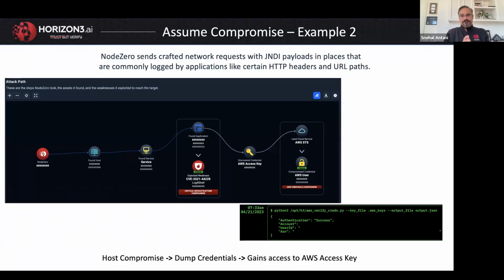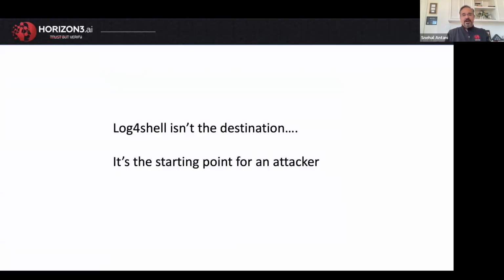So the important point is Log4shell isn't the destination. That's not the outcome. It's just the starting point for the attacker to gain initial access into your environment, whether it's breaching the perimeter or gaining initial access on the inside, and then using those 10 techniques I talked about earlier to harvest credentials, laterally maneuver, elevate privileges, and fully compromise the environment or gain access to sensitive data. And so you've got to treat this as a starting point and continue to invest in making sure that you've got the ability to detect and respond to those other types of techniques.